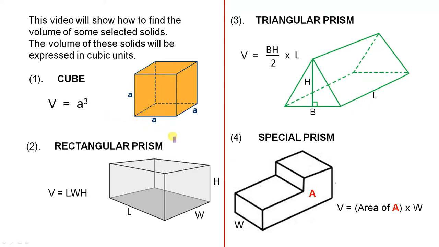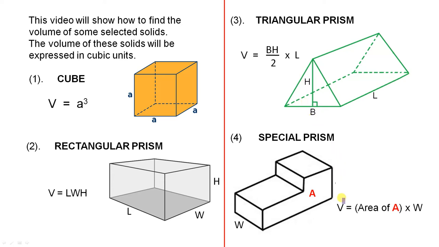For the rectangular prism, here are the three measurements. We multiply those together to get the volume, and it will be in cubic units. For the triangular prism, all you do is find the area of this triangle, which is BH on 2, and then you multiply it by the length. That gives you the volume, and that will be in cubic units.